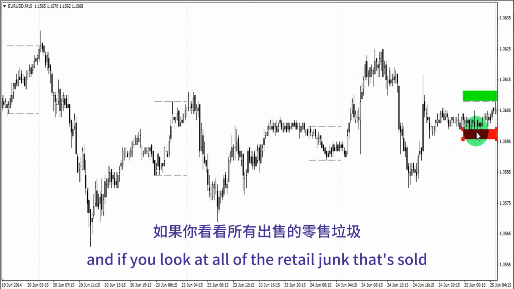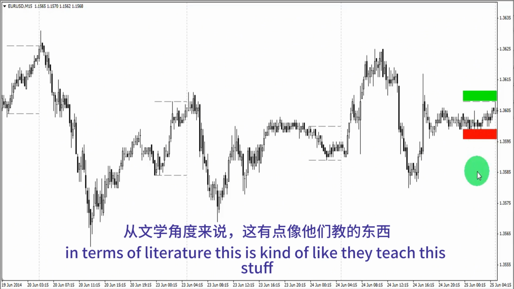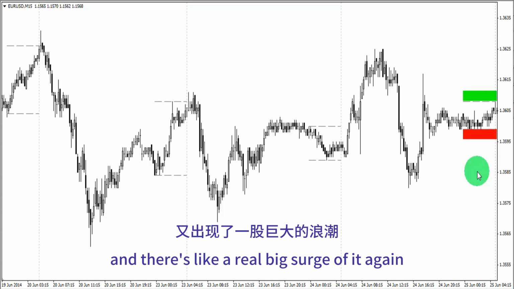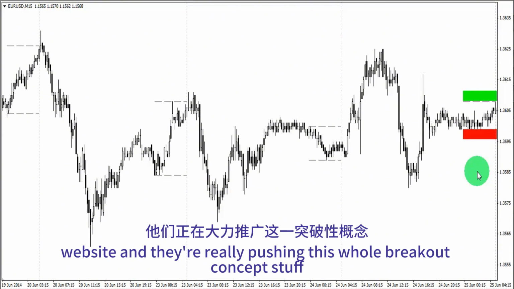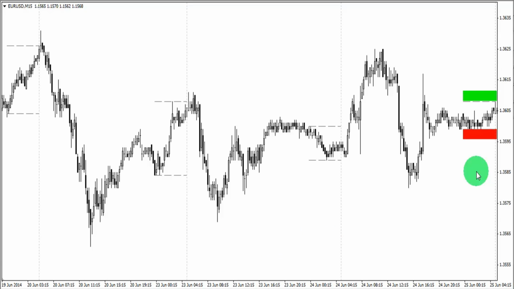And if you look at all of the retail junk that's sold in terms of literature, they teach this stuff. And there's a real big surge of it again over at a well-known teaching retail website. They're really pushing this whole breakout concept like it's revolutionary.